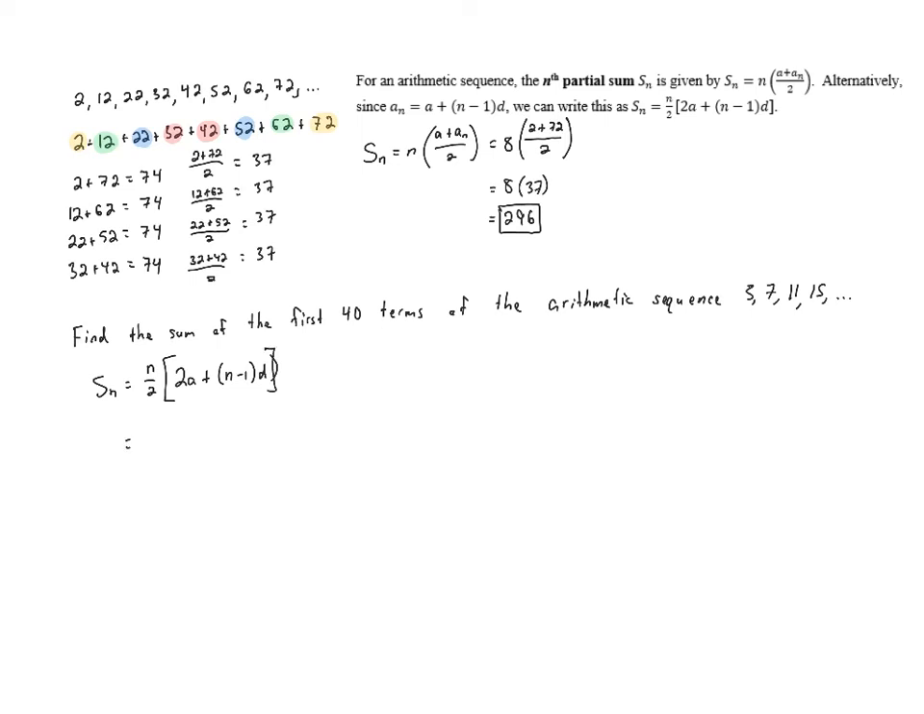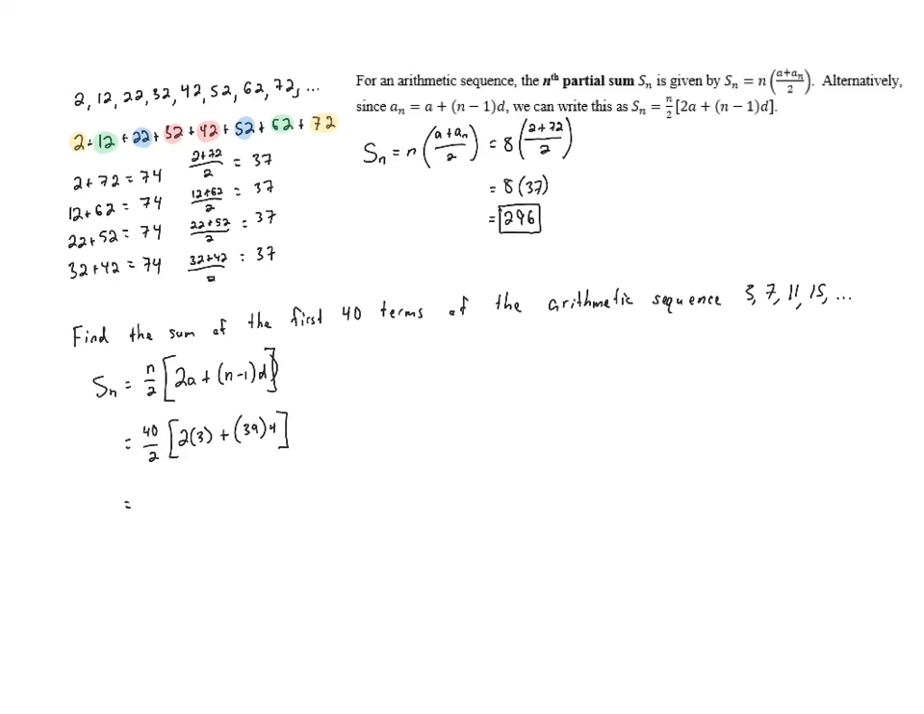So in this case, n is 40. So we've got 40 over 2 times the quantity 2 times a. Well, a represents the first term, which is 3, plus n minus 1. If n is 40, then n minus 1 is 39, times d, the common difference. If we look at the terms that we have, we can see that the common difference is 4. 7 minus 3 is 4, 11 minus 7 is 4, etc. So that's going to be 39 times 4.